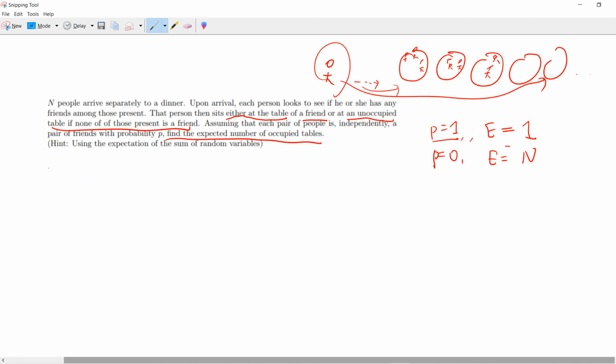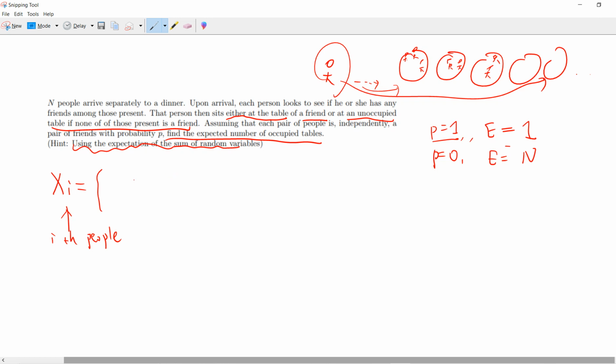Okay, so let's solve it. The hint is to use the expectation of a sum of random variables. So Xi will be the i-th person, since we have n people. Then we need to connect this random variable to the expected number of tables.